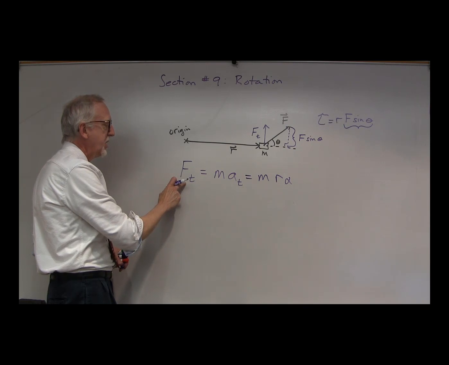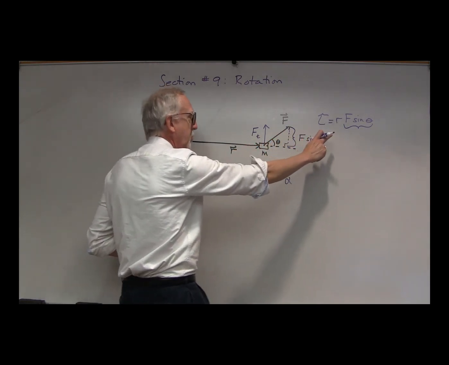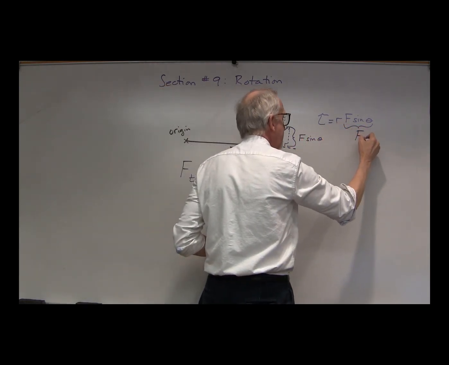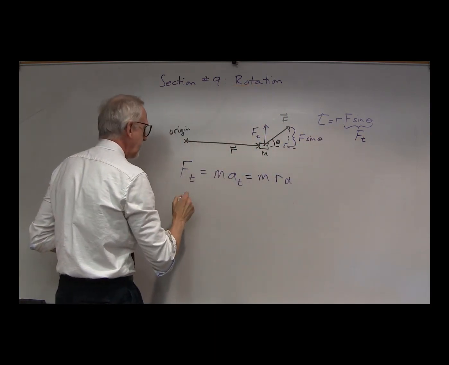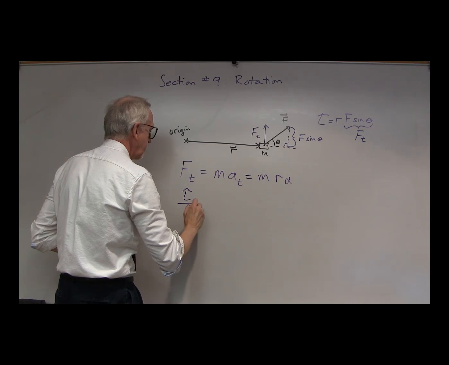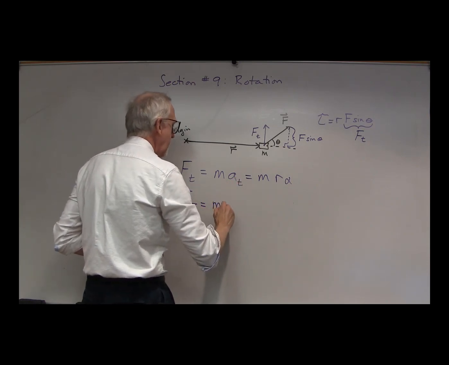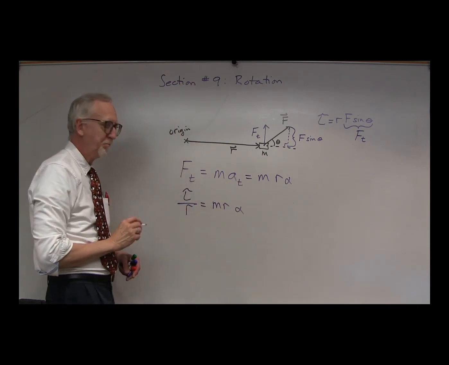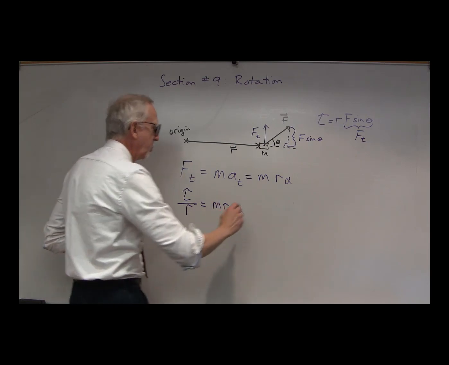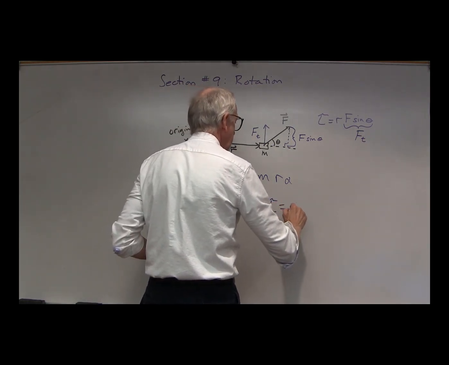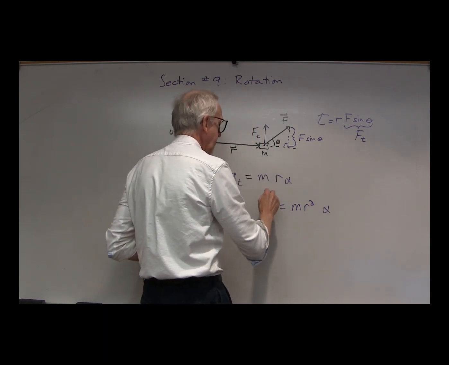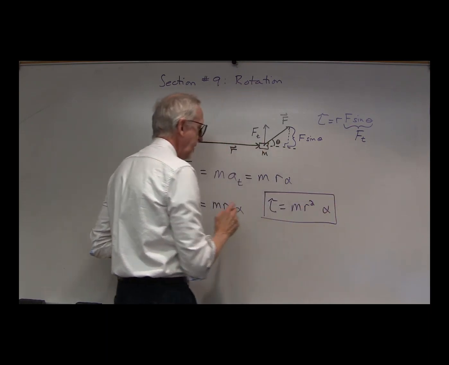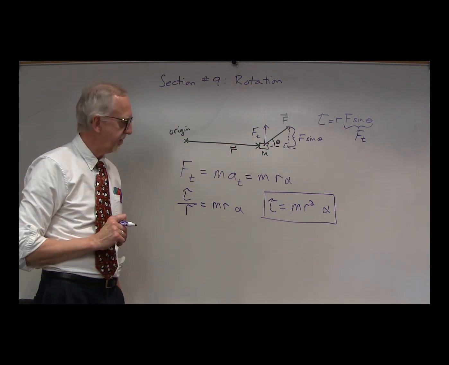Now what's this tangential part? Well, the tangential part, which is this part, that is the torque over r. So this we can write as tau over r, which equals m r times alpha. Multiplying by r, we have tau equals m r squared times alpha. Okay, let's just look at that for a second. Tau equals m r squared alpha.